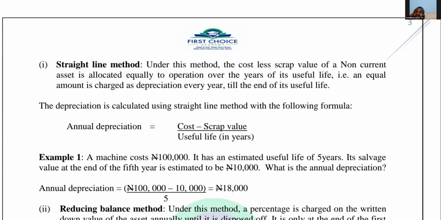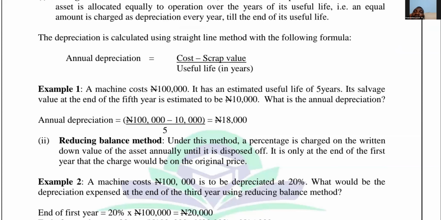So now let's move on. The next one we have is an example. Let's talk about the example. A machine costs 100,000 naira. It has an estimated useful life of 5 years. The salvage value at the end of the 5th year is estimated to be 10,000. What is the annual depreciation?